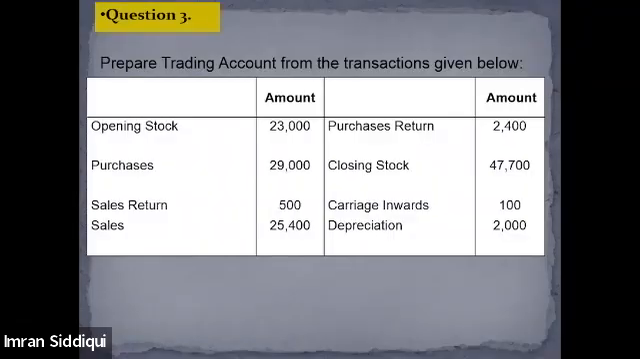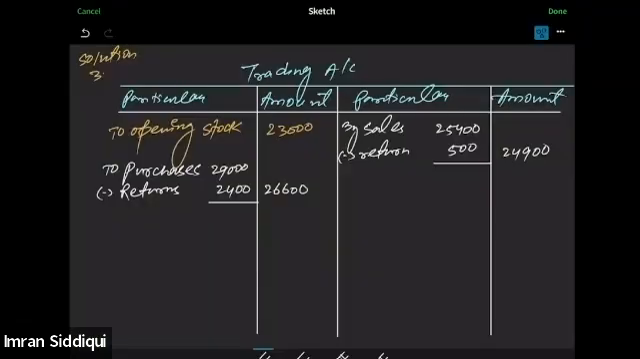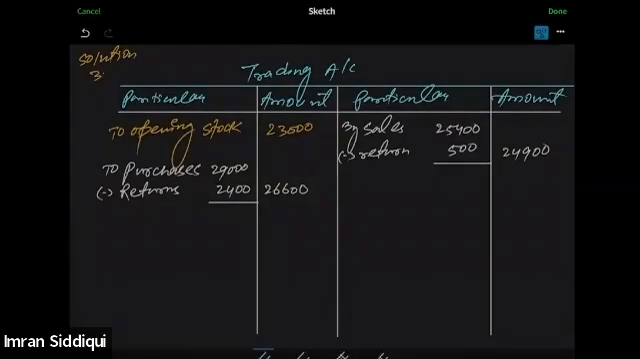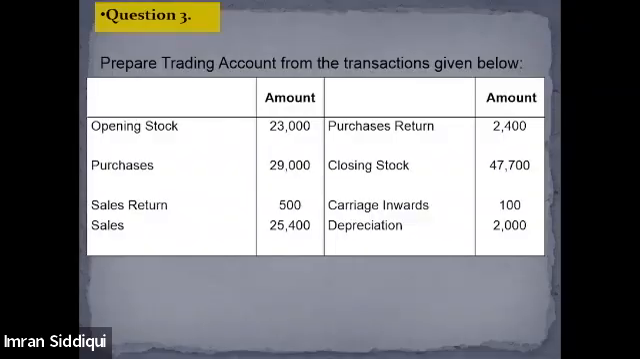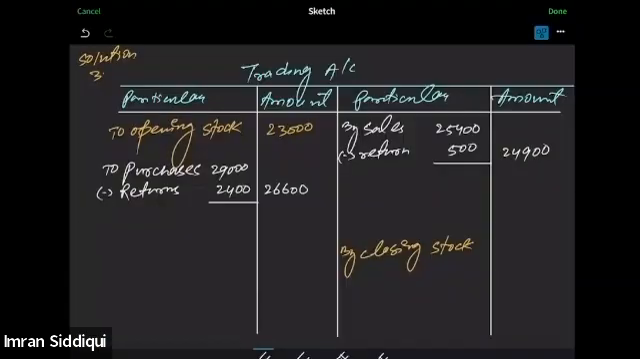Then moving on to the next item, we have closing stock, and I guess you know that closing stock needs to be shown on the credit side of the trading account, "By closing stock." And the amount of closing stock is 47,700.